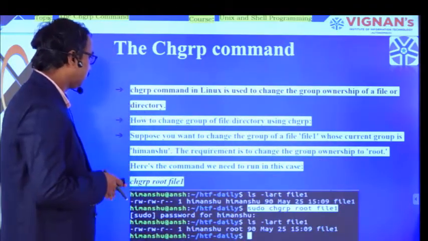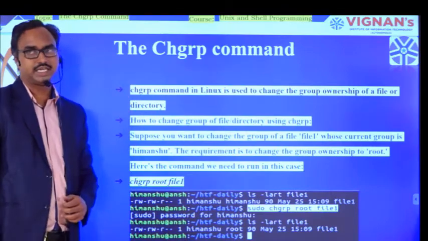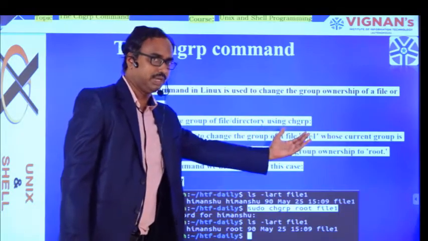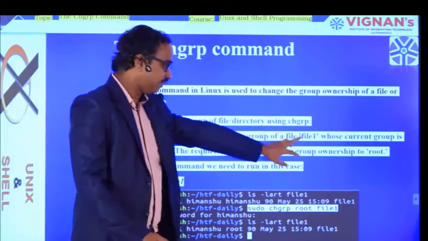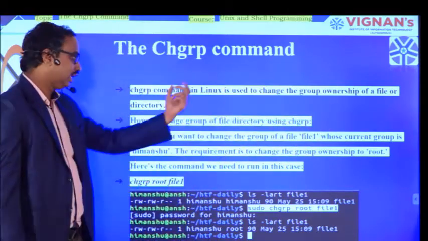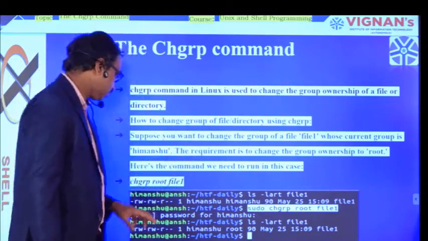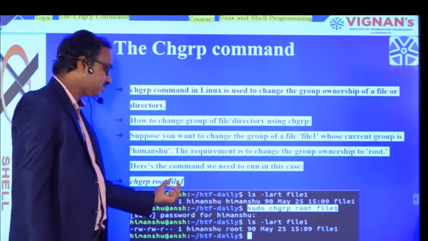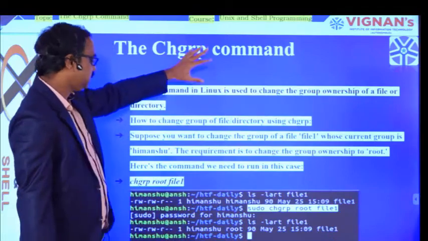Now, how do we change it? The first example illustrates how to change the group of a file or directory using chgrp. Suppose you want to change the group of a file. The file name is file1, whose current group is Himanshu. So what is the syntax for that? The syntax will be chgrp root file1. That is the syntax of the chgrp command.